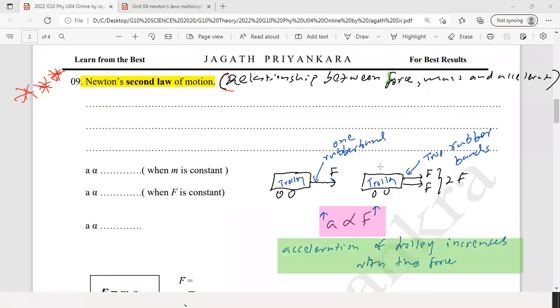Is that clear? If you use 3 rubber bands, then the force increases by 3 times. Imagine one person is pulling the table, and then you and your friend are both pulling with the same force. Then it will travel with higher speed, right? So obviously it's common sense.